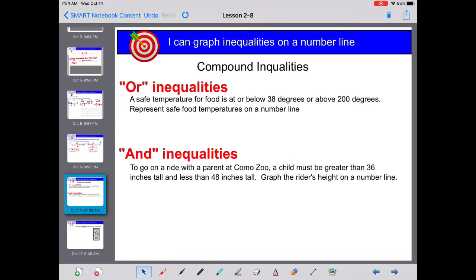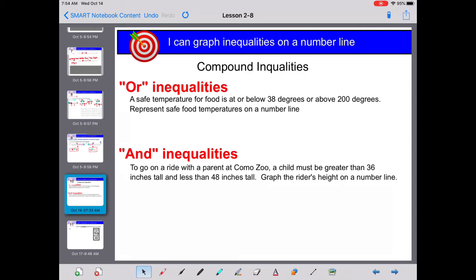All right, next we have to talk about what if we graph more than one inequality on the same number line? We call those "or" inequalities and "and" inequalities. And really, it's just putting two graphs on the same number line. So it's no more difficult than what we were doing. Here's a real-world scenario where that might happen.